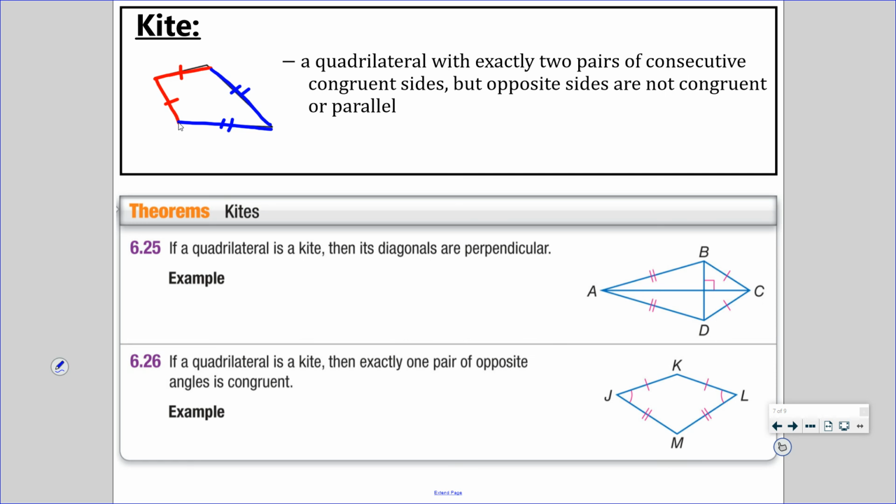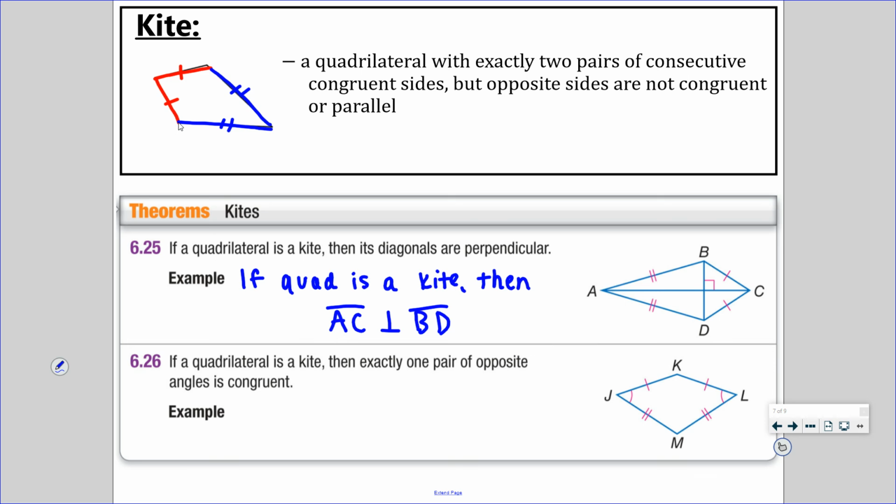Here are my characteristics with kites. Similar to rhombi, the diagonals are perpendicular. So if we know it's a kite, then we know the diagonals are perpendicular. So in that diagram over there, one of my diagonals, AC, would be perpendicular to BD. Okay, that's one characteristic with kites.